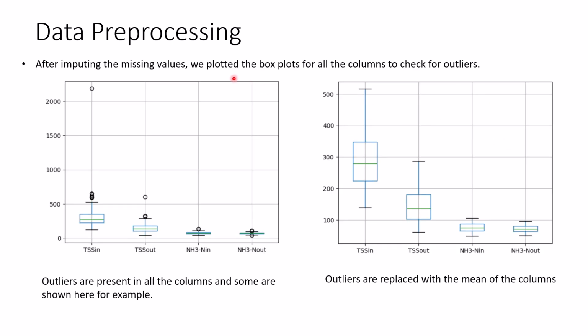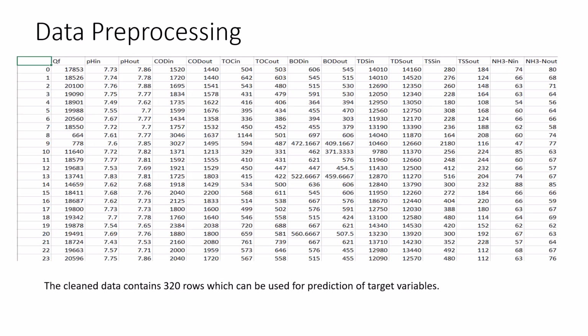After imputing missing values, we plotted box plots to check for outliers. In the left one, you can see there are many outliers in the dataset, so we need to perform some operations. We replace these outliers in all the columns with the mean of each column. You can see we don't have any outliers anymore. Finally, pre-processing is completed, and now we have a clean data set with 320 rows, which can be used for prediction of NH3 out, TSS out, and TOC out.